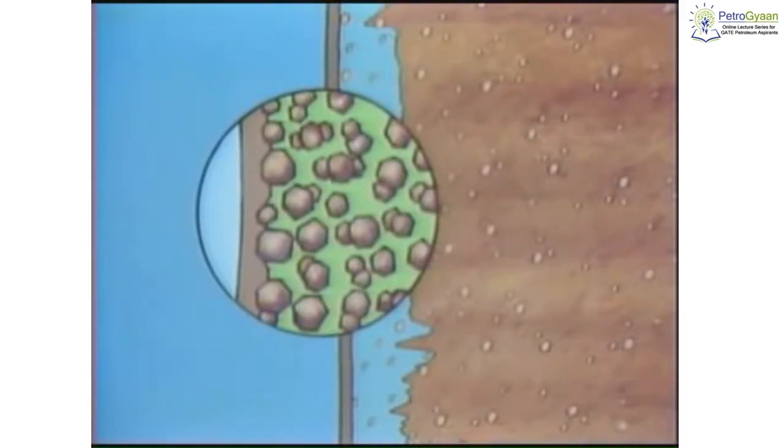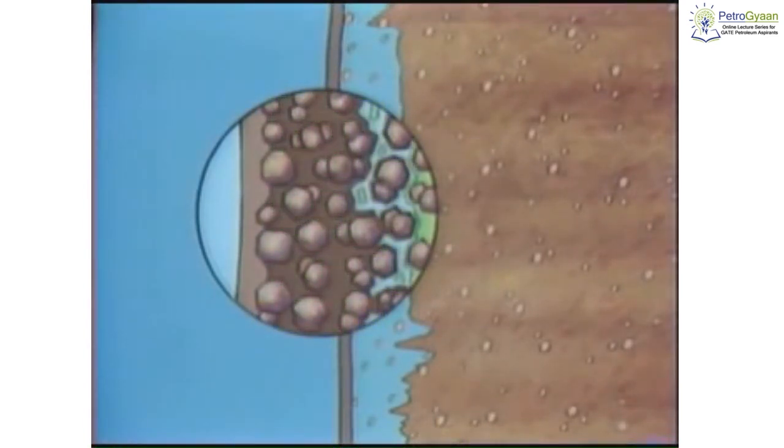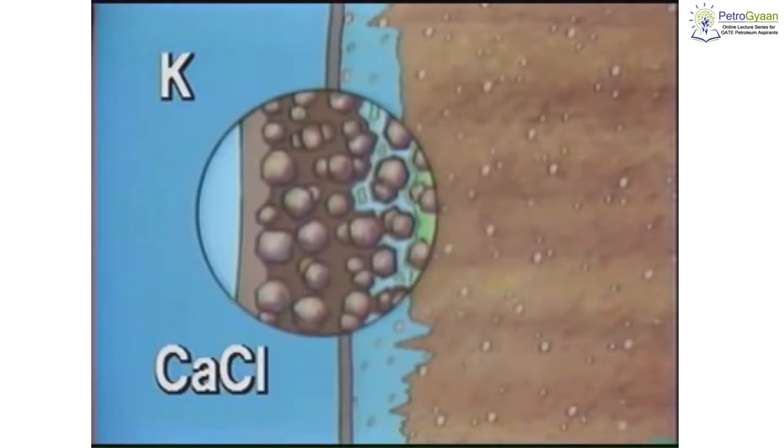Particularly when drilling with freshwater muds, mud filtrate invasion can cause permeability reduction due to the swelling of native clays and their dispersion in the pores of the formation. Low concentrations of potassium or calcium chloride in completion fluids have been found helpful in preventing such damage.